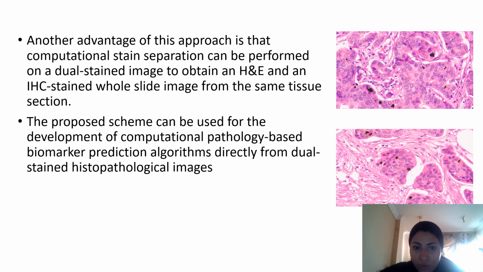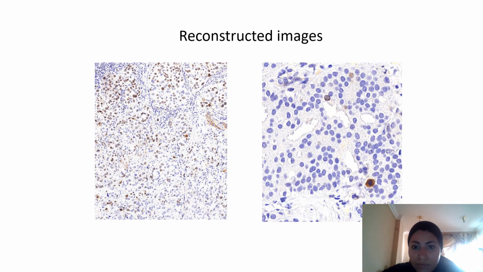Another advantage of this approach is that computational stain separation can be performed on these dual stained images, resulting in two different images, one stained with H&E only and the other stained with IHC. This technique can be used for a computational pathology-based biomarker prediction algorithm directly from these dual stained histopathological images. These are a few examples of the reconstructed images from the dual stain, where we have removed the H&E stain and left the IHC stain only.